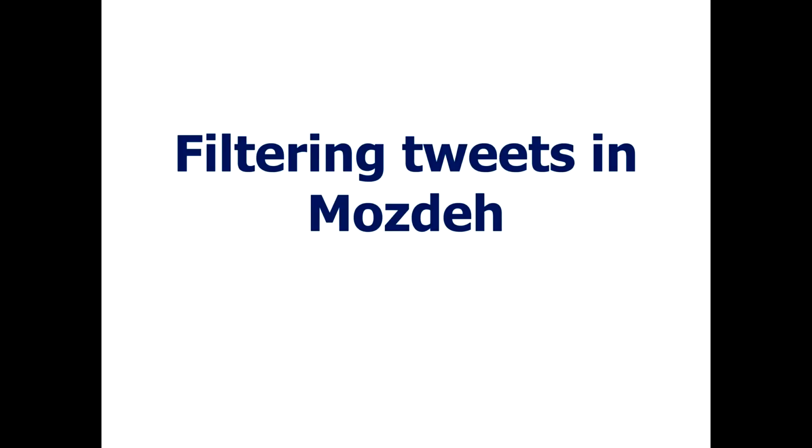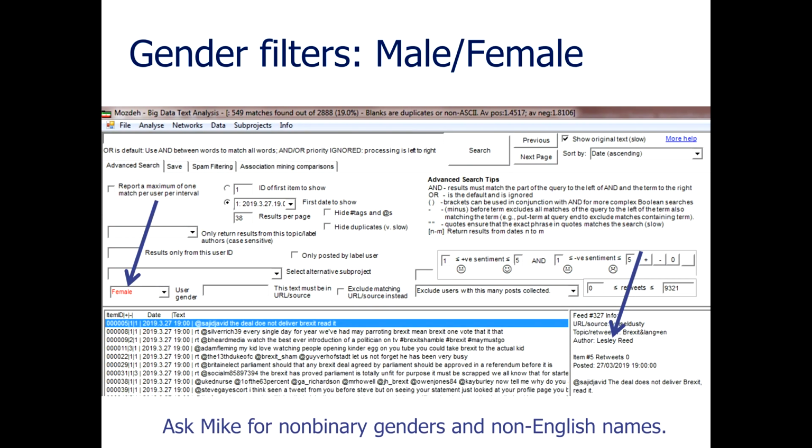The other thing that you can do with the tweets in Mozdeh as a simple search and browsing function is to filter them in various different ways. One filter you can use is a gender filter. You can ask to report just the tweets from females or just from males. If you enter a gender filter and click the search button, you'll get a list of all the tweets from the gender you've picked.